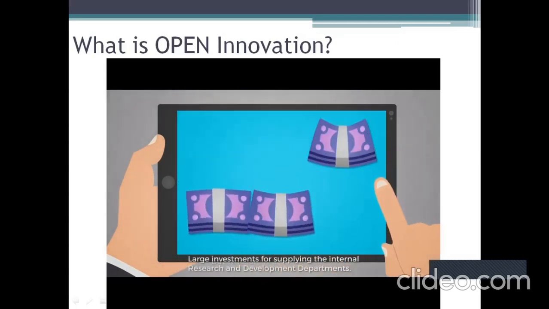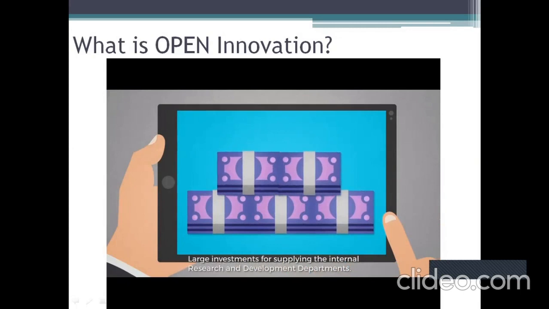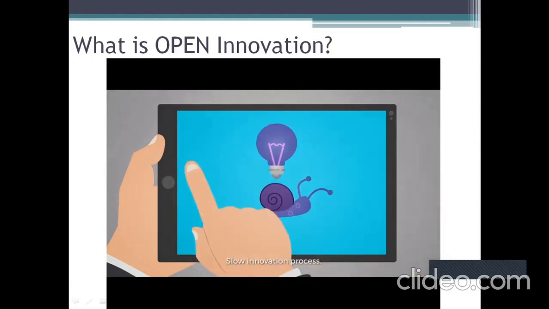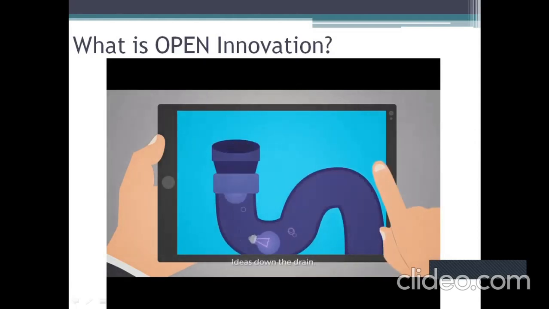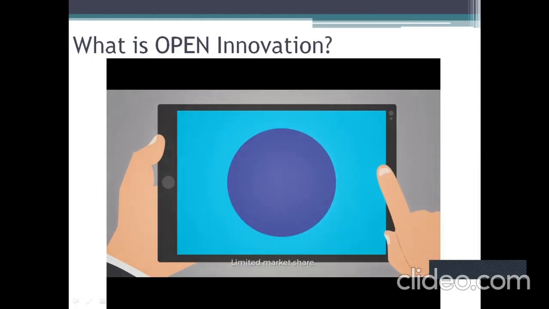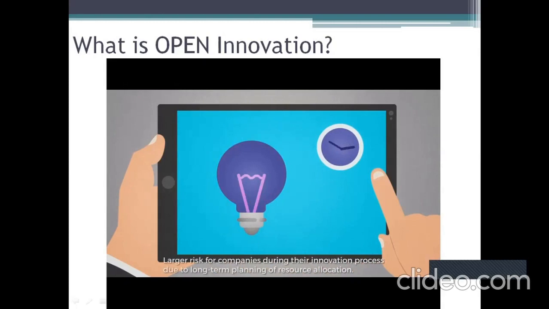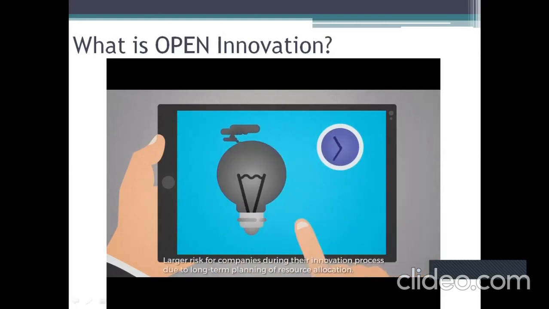Large investments for supplying the internal research and development departments, high levels of patent costs, slow innovation process, ideas down the drain, limited market share, larger risk for companies during their innovation process due to long-term planning of resource allocation.